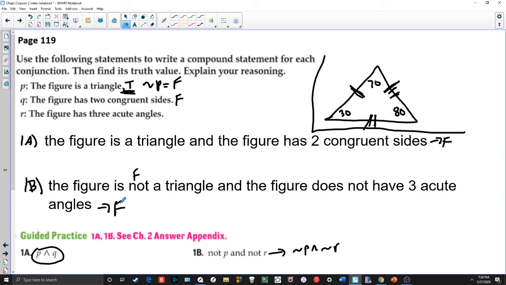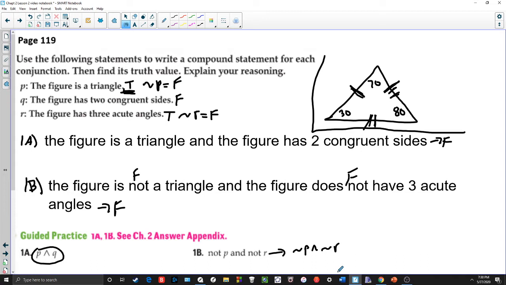But just for completeness' sake, R here, the figure has three acute angles. Well, it does. Each of these angles is acute. It does have three acute angles. So that's true, which means that not R would have to be false. So in this case, it's doubly false. The first part is false and the second part is false. So the entire thing is false. Even if just one of them was false, the entire thing would still be false, but this is even more false than that, I guess you could say.